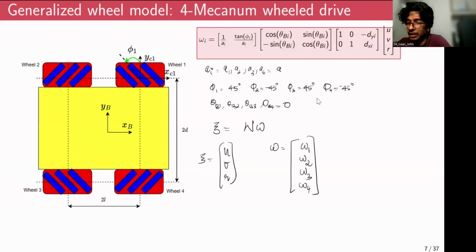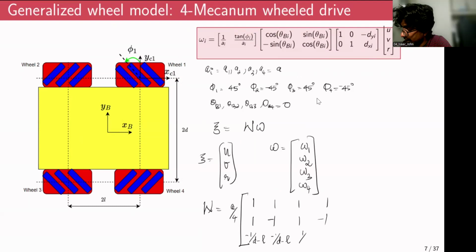The angular velocities of these individual wheels, your W matrix would end up looking something like this. This will be a by 4. If you do the derivation, it will be like 1, 1, 1, 1, 1, minus 1, 1, minus 1, minus 1 by d minus L, minus 1 by d minus L, 1 by d minus L, 1 by d minus L, right? So unlike the previous case, we don't have any rows with full zeros.